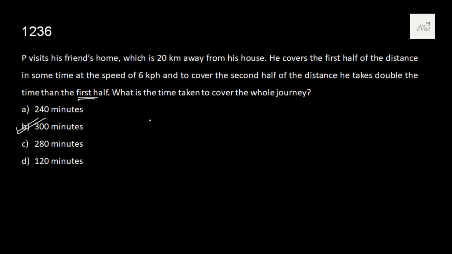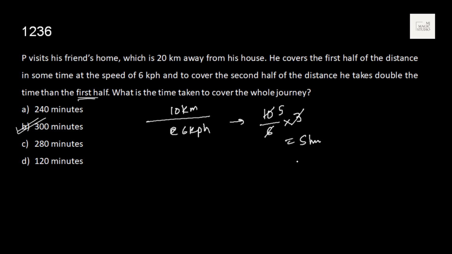Or this sum can also be done simply like this: the first 10 kilometers are traveled at a speed of 6 kph, so time taken would be 10 by 6 hours. Now for the second half, double the time is taken, which means the total time taken in the entire journey would be 3 times this. So that gives us 5 hours, which is again 300 minutes.